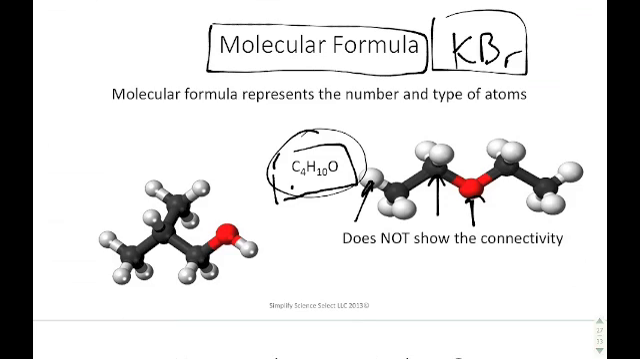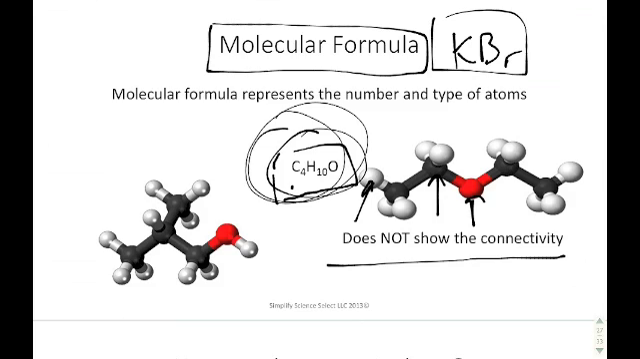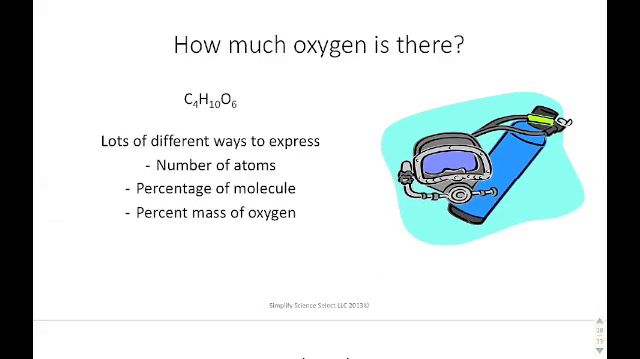In this class, we're going to be focused primarily on the molecular formula. This idea of connectivity we'll talk about briefly, but it is a little bit beyond the scope of this class. But we do want to talk about things in terms of the molecular formula. We want to know how much oxygen is there. And there are a lot of different ways you can say it. You can say, well, for every molecule, you have six oxygens. That would be a fair way of saying how much oxygen there is.